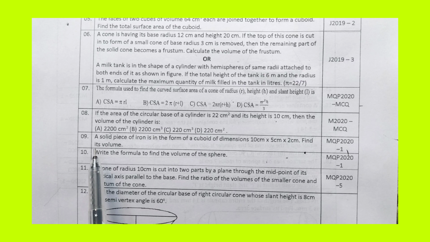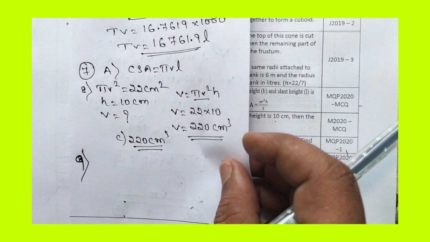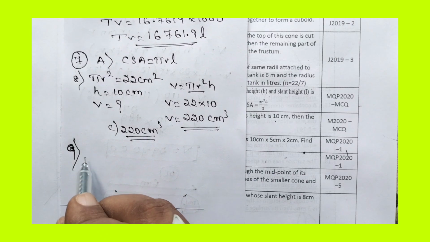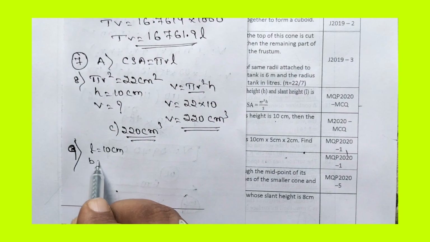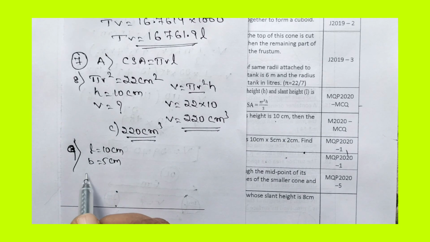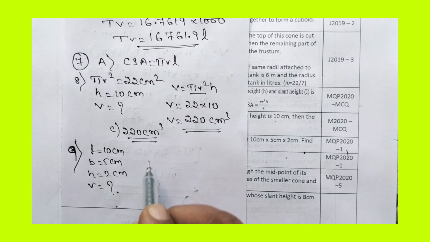Now let us move to the ninth question. A solid piece of iron is in the form of a cuboid of dimension 10 centimeter, 5 centimeter and 2 centimeter. Find its volume. So let us find the volume. For a cuboid, length is given as 10 centimeter, breadth is 5 centimeter and height is 2 centimeter. Volume is equal to question mark.